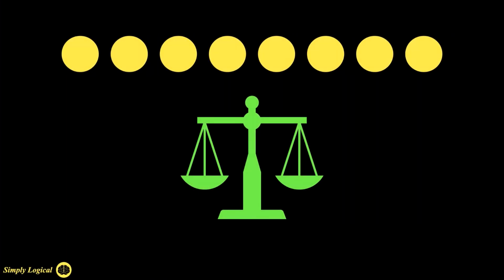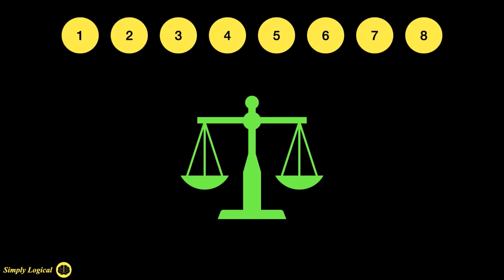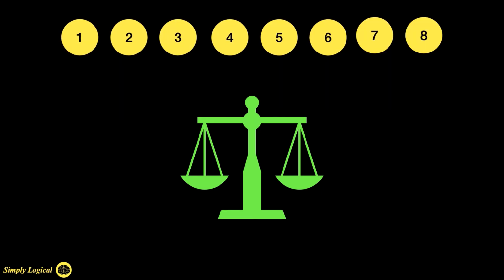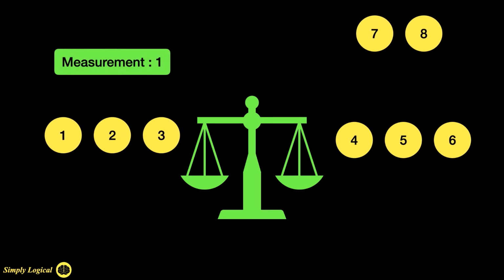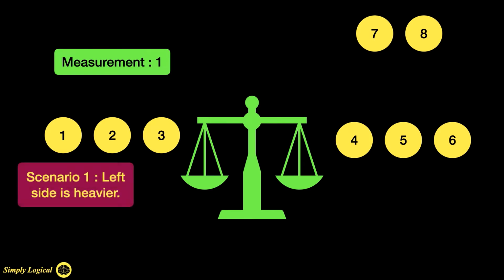Let me explain the solution now. For convenience's sake, let's name the balls 1 to 8. First, we weigh 1, 2, 3 on the left and 4, 5, 6 on the right. This is the first measurement. There are 3 scenarios which can arise from this. Let's consider scenario 1. If the left side is heavier, then we know that one of 1, 2 or 3 is the heavier ball.